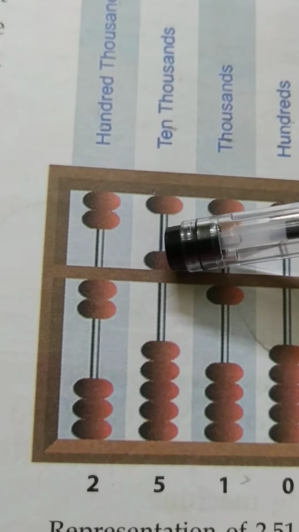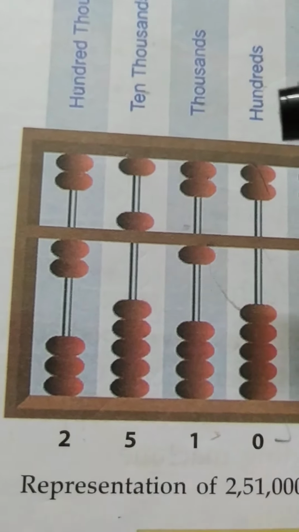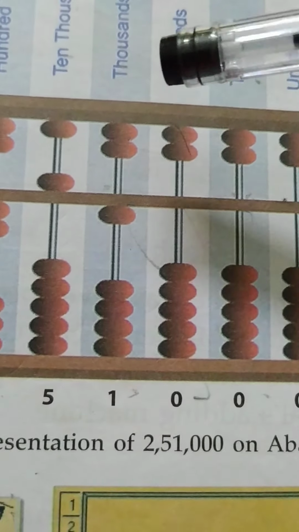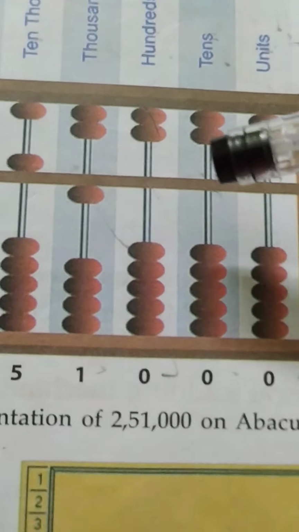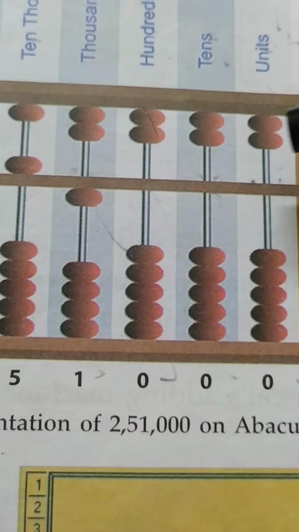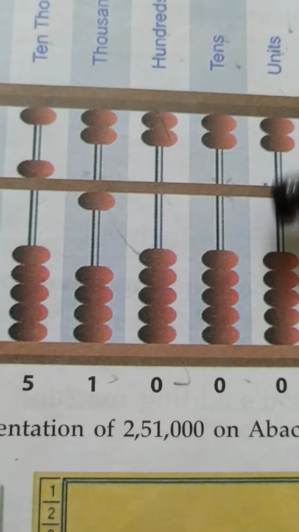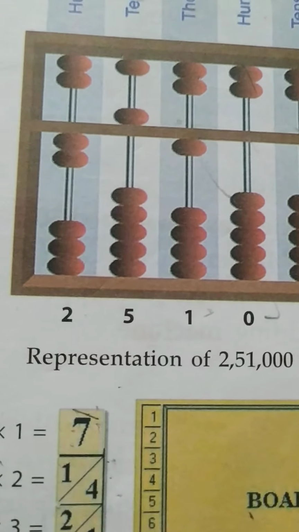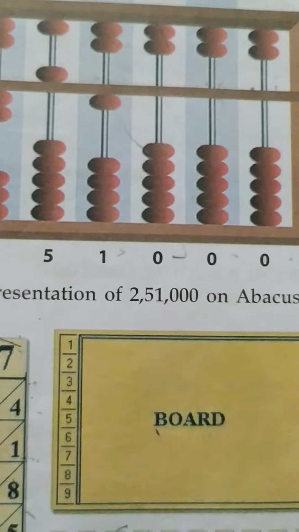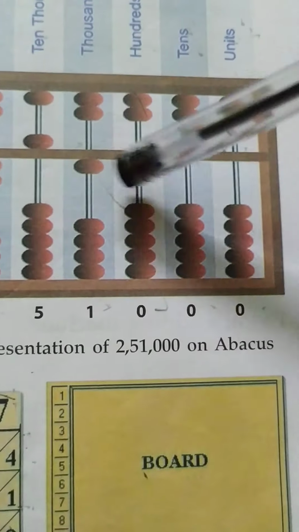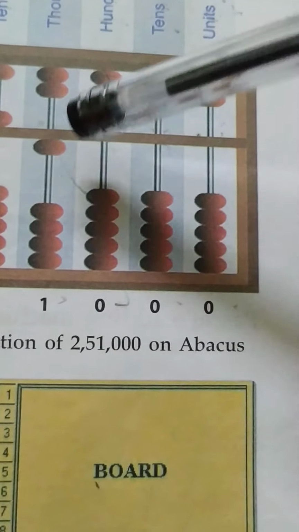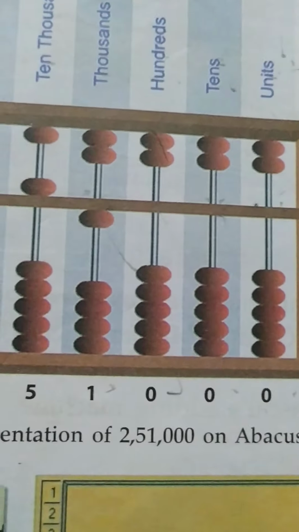Here there is 5, and there is 1 bead, and here 0, nothing is near the divider. No bead is near the divider, that is 0. Now the number is formed. If no bead is present near the divider, that will be 0. Okay children.